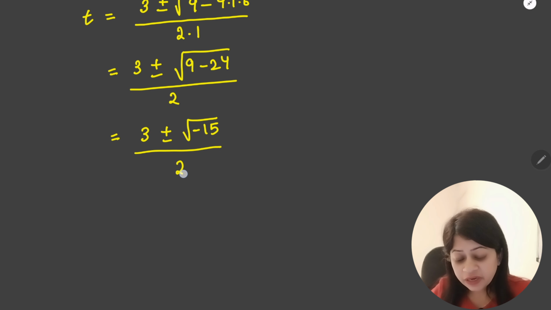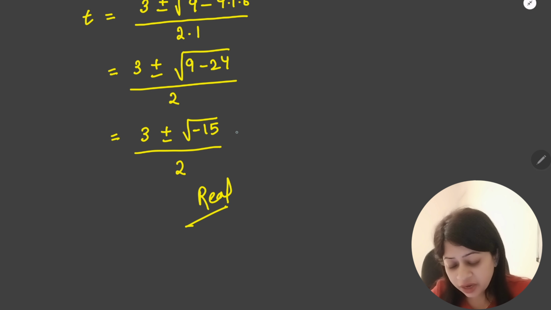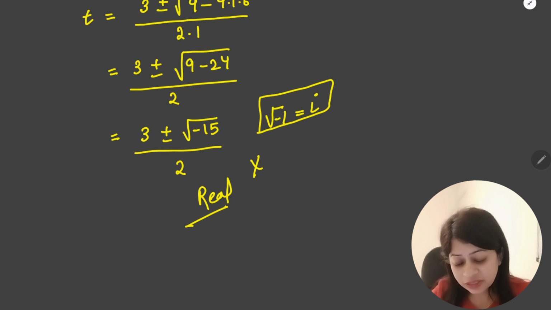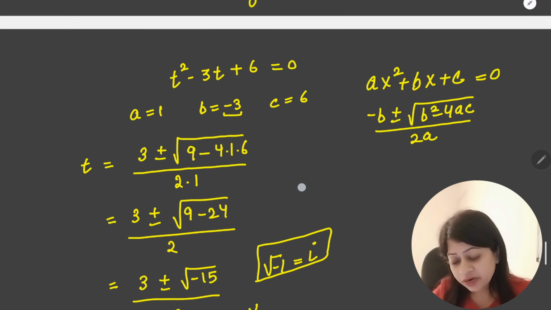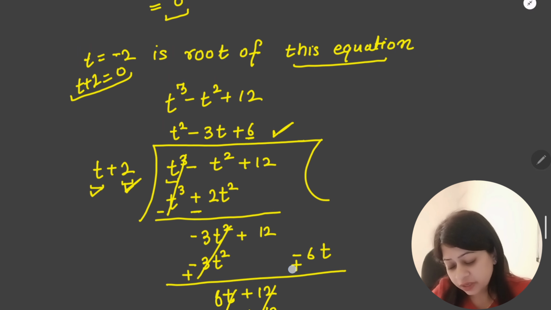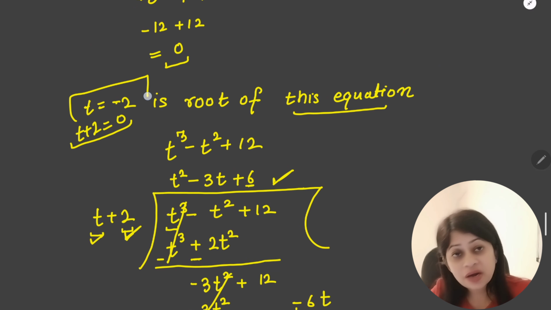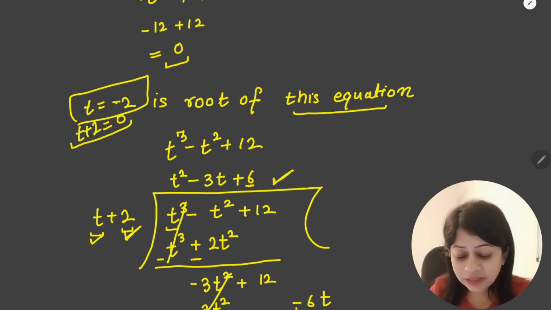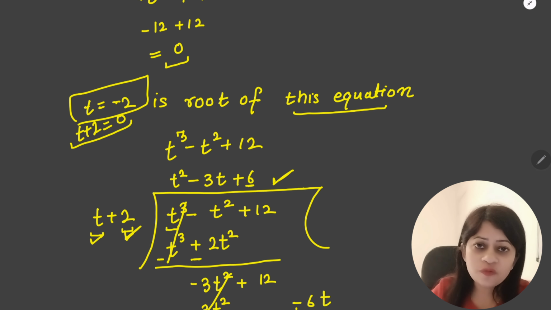And the square root of minus 15 is not real, it is imaginary, because you will get iota here. The square root of minus 1 is an imaginary number. So we will not consider imaginary roots, we will consider just the real root. And what is the one real root? That real root was minus 2 only. So this equation has one real solution, and that is t is equal to minus 2.